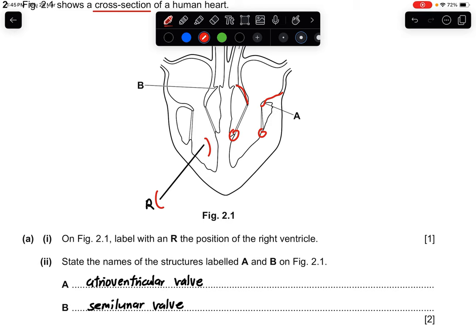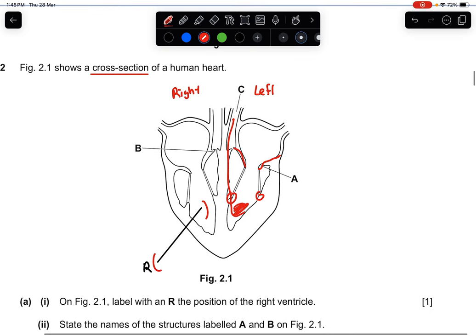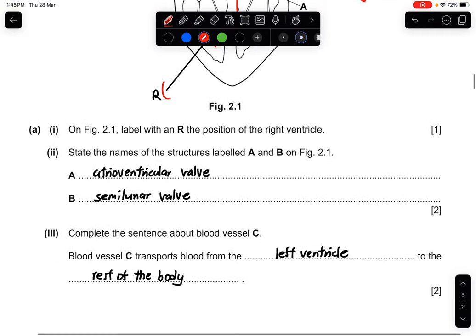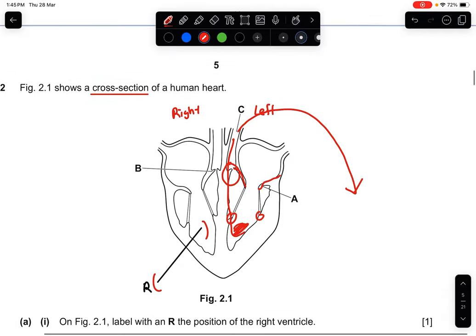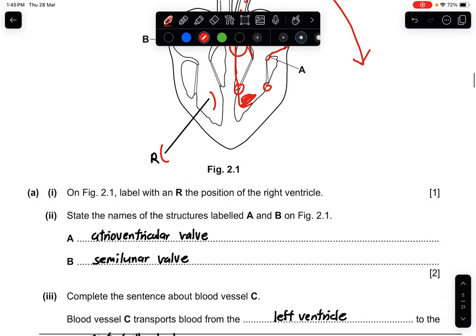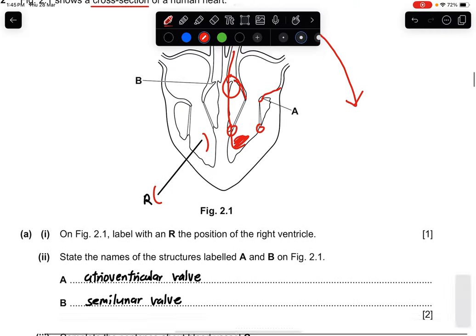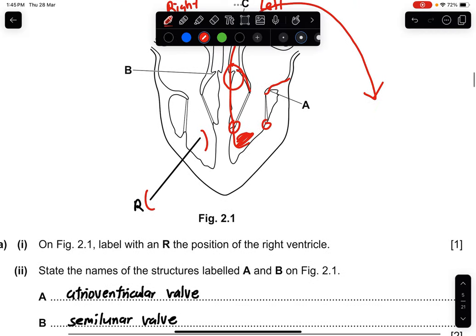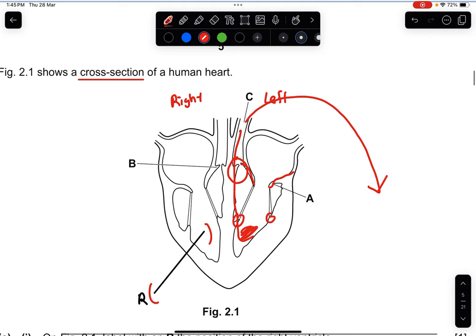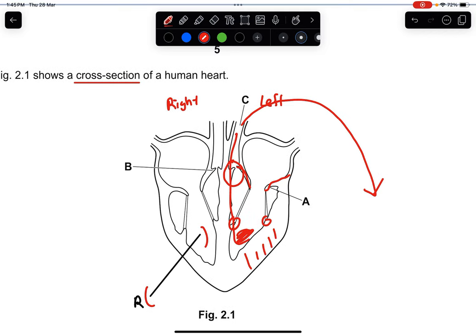And after the blood has been filled up here already, it has to go up and then to the rest of the body. This valve is called the semilunar valve. Alright? Part 3. Complete the sentence about blood vessel C. Okay. Blood vessel C, in fact, transports blood from the left ventricle. You can see from the direction, this is the left. So, if you know that this is the thickest layer, you might know that the vessel is an artery.